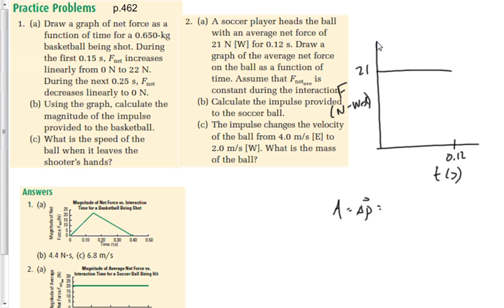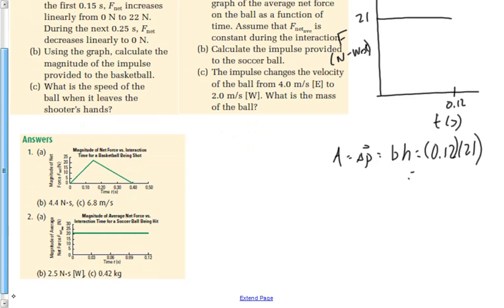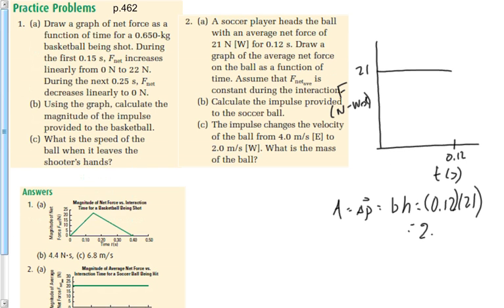Let's say this time it's going to be base times height. The base is 0.12. The height is 21. I don't know what the answer is there. Scroll down a little bit. 2.5. And it's going to be to the west, since we defined west as positive.